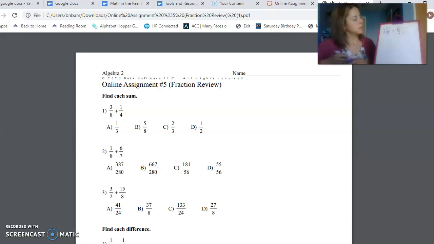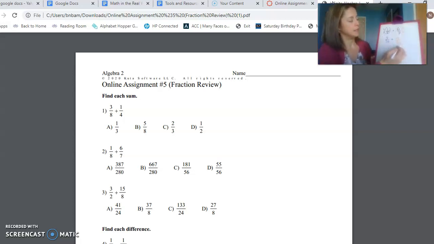Okay. So when I multiply this fraction, the top and the bottom, by 7, I'm going to get 7 over 56 plus, and then I'm going to multiply the second fraction, both the top and the bottom, by this 8. So 6 times 8 is 48. And then 7 times 8 is 56.